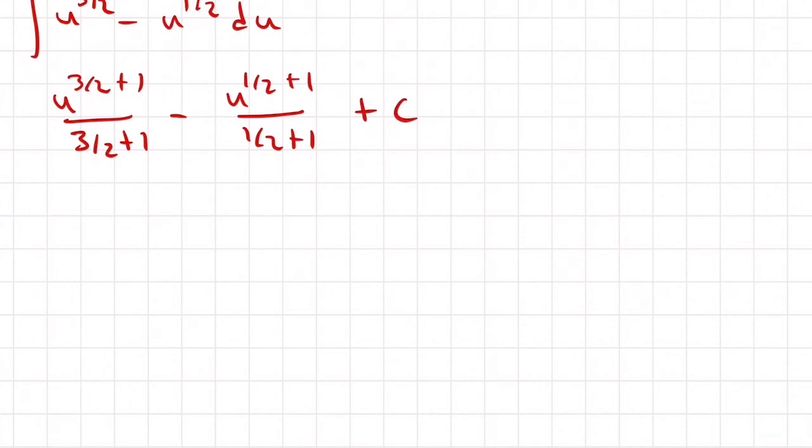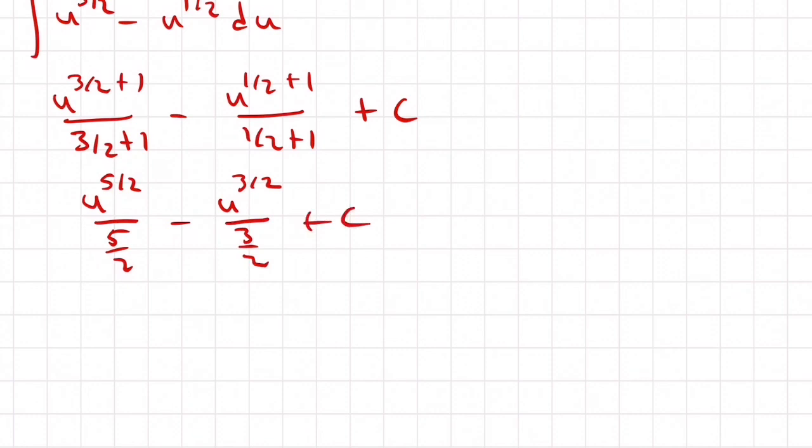Now let's simplify this a little bit. 3/2 plus 1 is going to be equal to 5/2, so 5/2 in the denominator as well. And u to the 1/2 plus 1 is going to be equal to 3/2. So it's going to be u to the 3/2 divided by 3/2, and then still plus c.